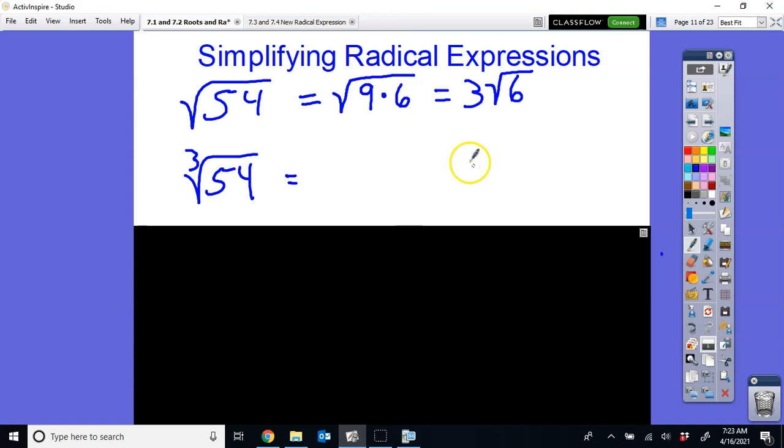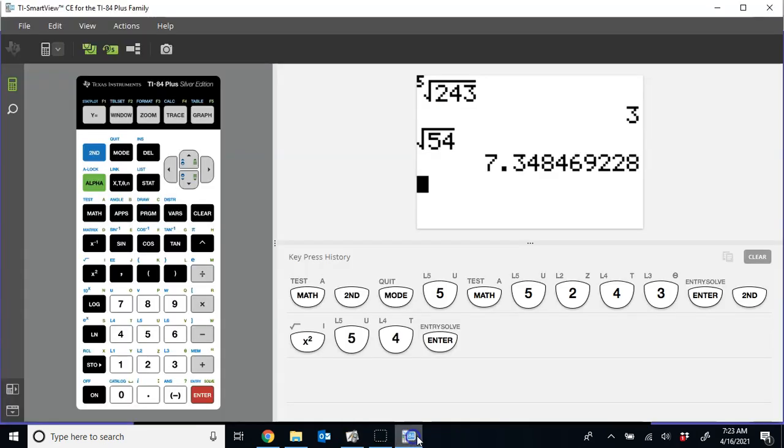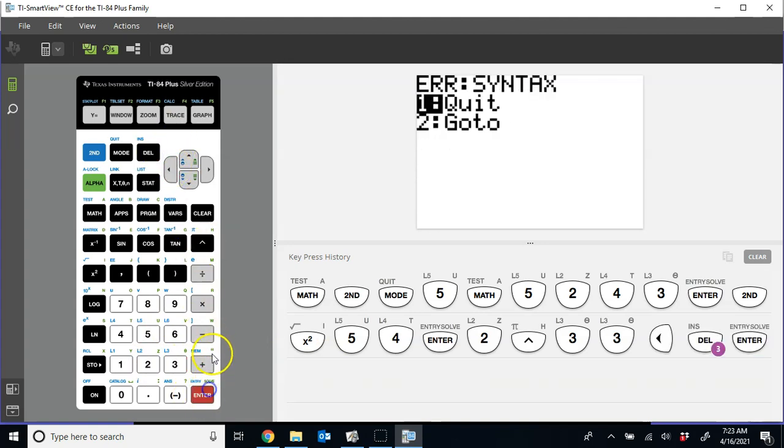Now, some of you are going to go, well, Mr. Harrison, how do I know what divides into 54? Well, if you can't do it in your head, use a calculator. You take your calculator out and you do 2 cubed, you're going to end up with 8.